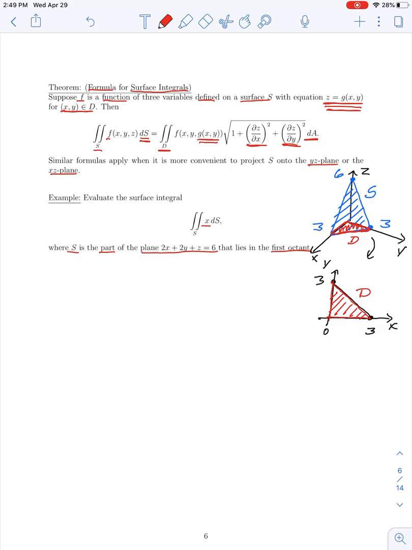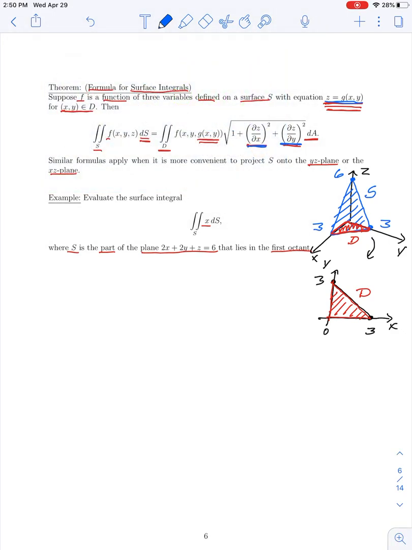So in order to set up this surface integral, we're going to make use of the new theorem that we have to evaluate a surface integral in terms of a double integral. Now as part of that theorem, we need to find the partial derivatives of this g function with respect to x and y. So let's think about the function g that we're considering.